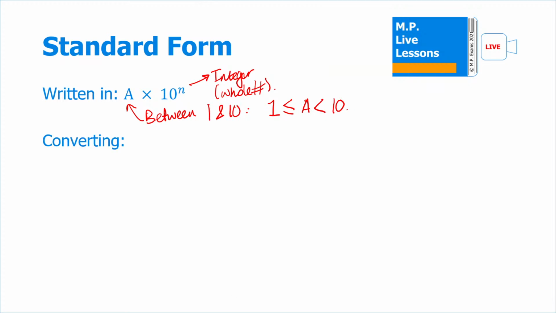And for converting, for example, we start with the decimal point here. Every time we shift the decimal point to the left, we are dividing by 10. So to compensate, you'll need to increase the power of 10 by 1. So we always start at 10 to the power of 0. So that's 1, 2, 3, 4, 5, 6, 7. And then 8 as well, because that will be 3.4. So that falls in between 1 and 10. We've moved the decimal point 8 places to the left.